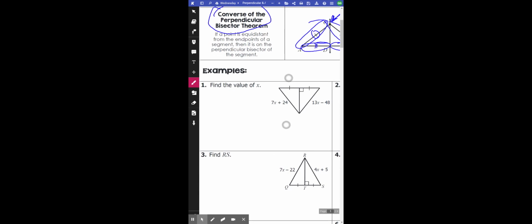So let's look at number one. Here we have our 90-degree symbol, which is telling you that it is obviously perpendicular, because you have those two congruent marks. Then that tells you this is a bisector. So this side and this side, because of the theorem, are equal to each other. Solve for x. I'm going to just transfer that problem over here. 7x plus 24 equals 13x minus 48.